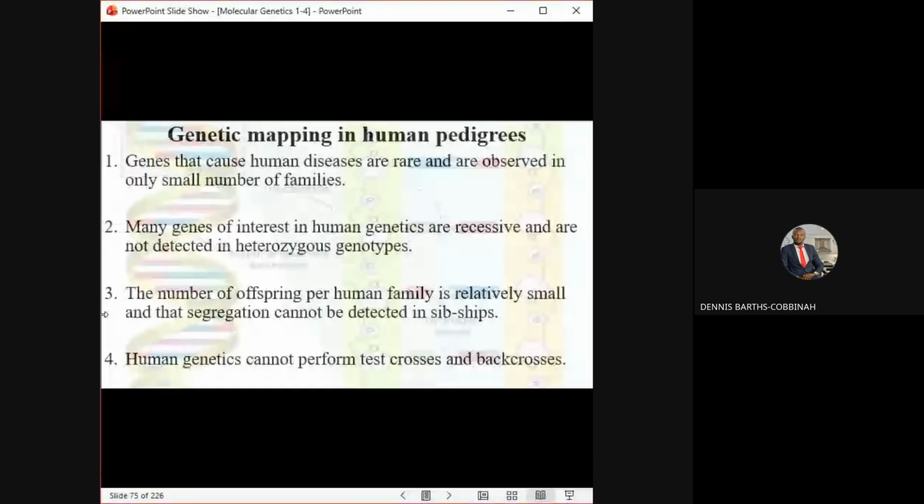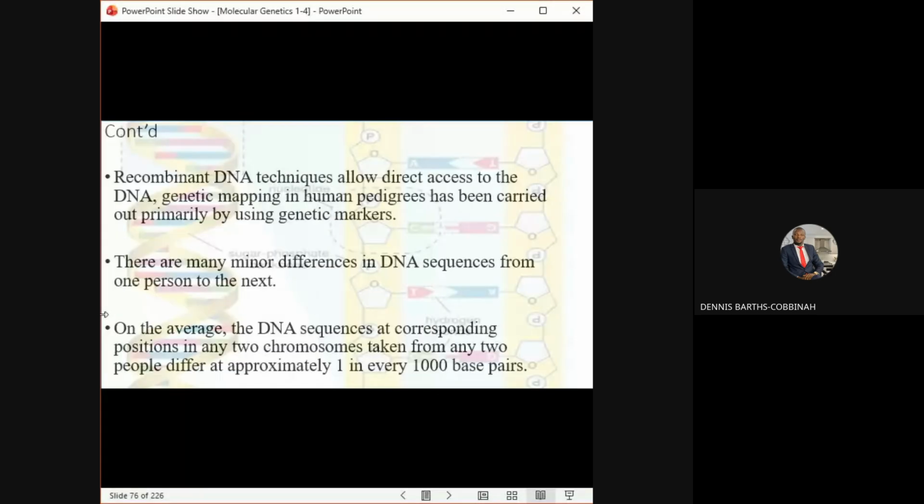And it is not actually done with humans. You cannot use any of the offspring to cross the parents. It is not allowed. So recombinant DNA technique allows direct access to the DNA. Genetic mapping in human pedigree has been carried out primarily by using genetic markers.